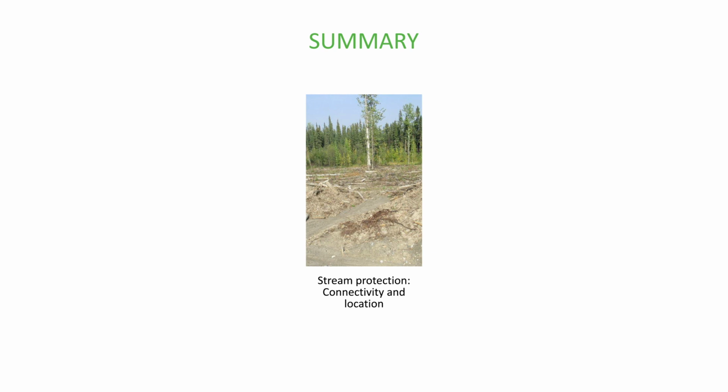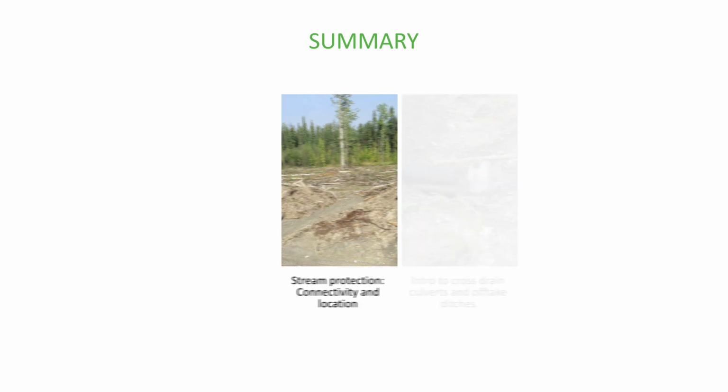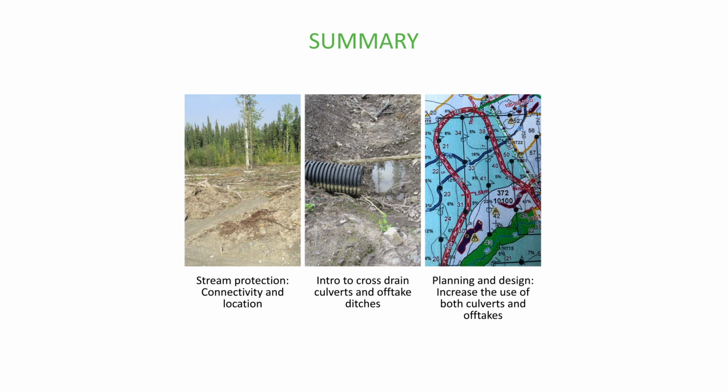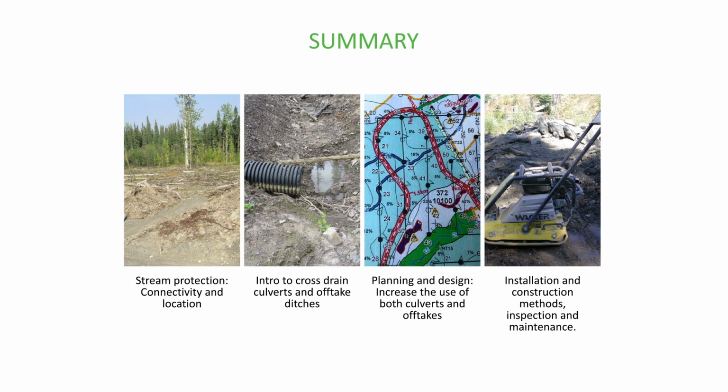In summary, connectivity and proximity of cross-drain culverts and offtake ditches to live streams is a key concept to protect water quality. Cross-drain culvert and offtake ditch construction were introduced. Water management practices were described, and the importance of having adequate flow to move ditch water onto the forest floor was noted. It was emphasized that during planning and design, more culverts and offtakes should be used for water management along resource roads. During installation, key construction methods and tools were outlined to help ensure the final desired outcome is achieved, including following best management practices.